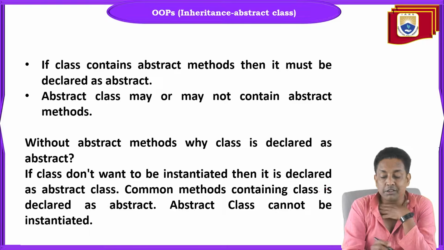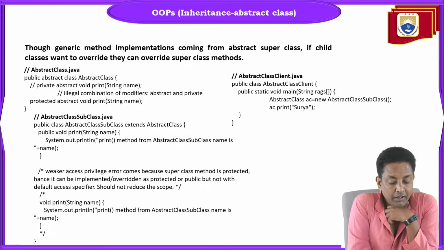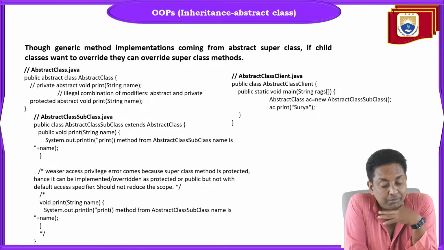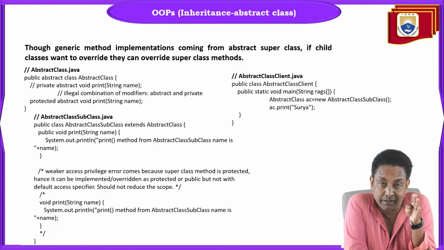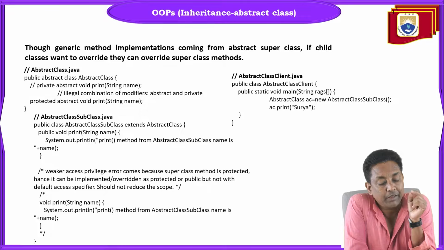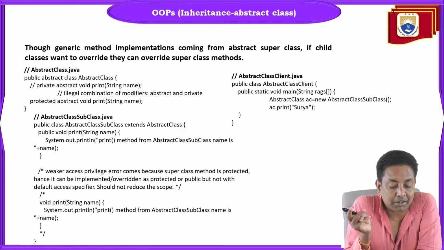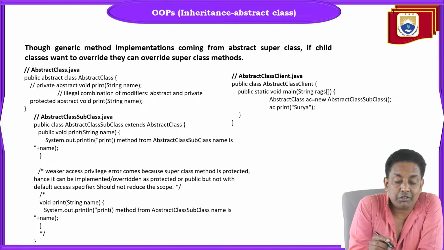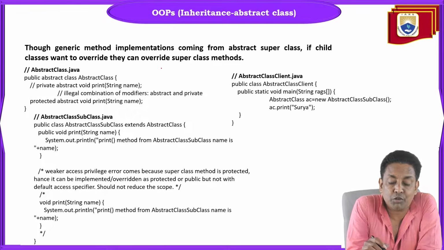If a class doesn't want to be instantiated, then it is okay. Abstract classes cannot be instantiated. Here is one small example, because we discussed abstract class use in runtime polymorphism. That example we covered in our previous videos. Here one small example I am taking on abstract class and abstract method. Generic method implementations come from the abstract superclass. If child classes want to override, then they can override superclass methods.